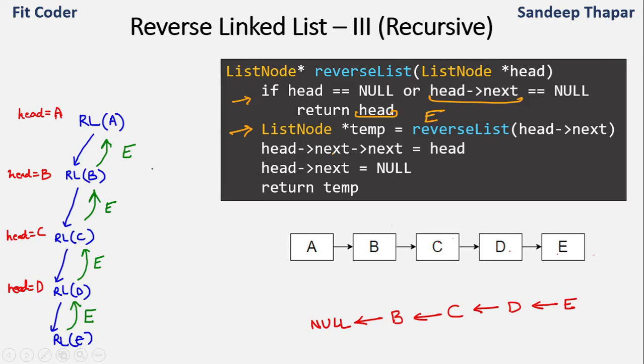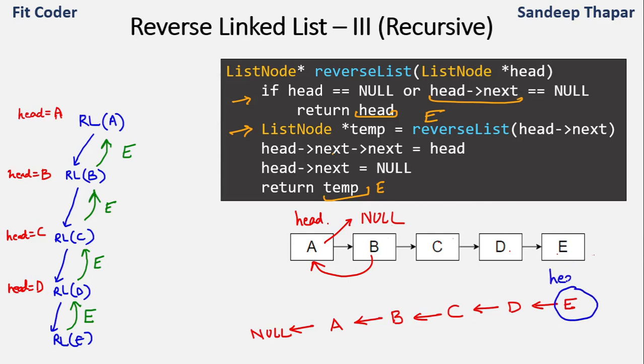So now we come to our first call reverse list for node A. So head is at A. Now we set head next next to head. So head next means next of B is A, and then head next equal to null, which means next of A is null. So in this step, we have made next of B as A and next of A as null. And we have returned node E from here. So to the calling function for reverse list, node E will be passed. So this is our new head. So in the recursive method, we reverse the list starting from the end.